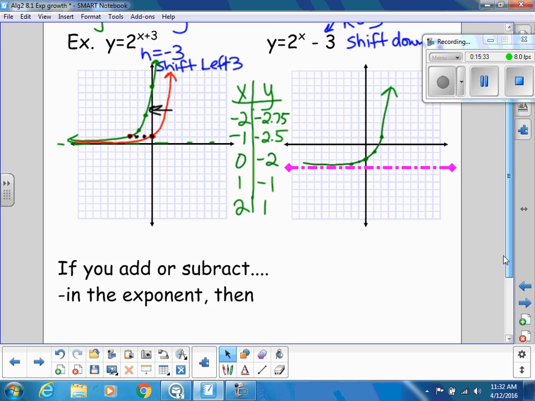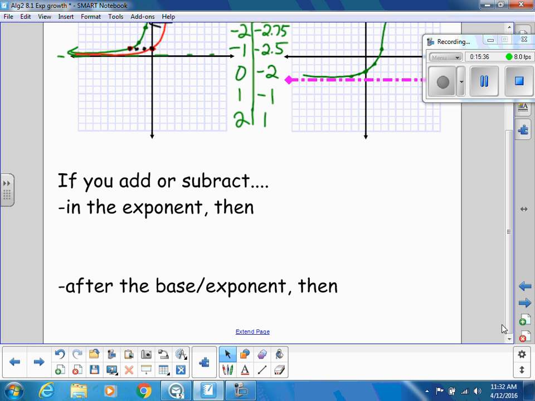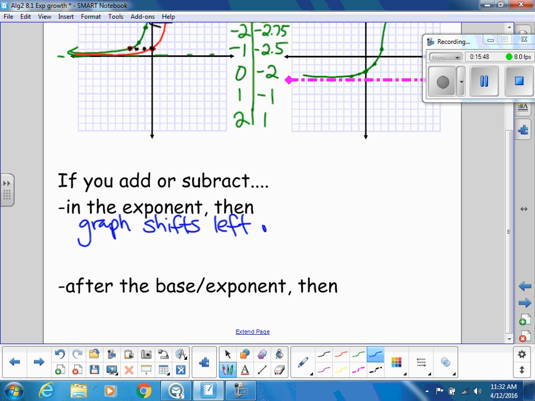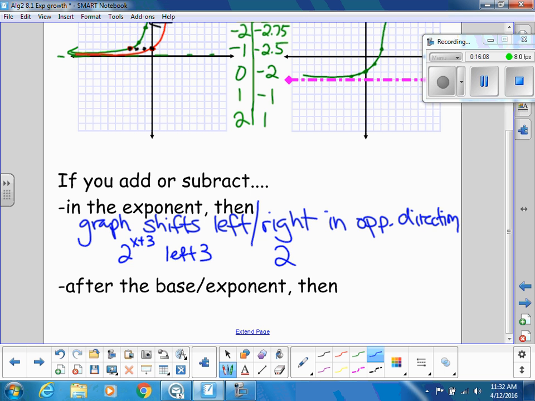So let's summarize all of that. If you add or subtract in the exponent, then the graph shifts either left or right in the opposite direction. Remember, because h is going to be opposite. So for example, when we had 2 to the x plus 3, it shifted left 3. If I had 2 to the x minus 3, it would be to the right 3. Okay, so that's what we mean by that.